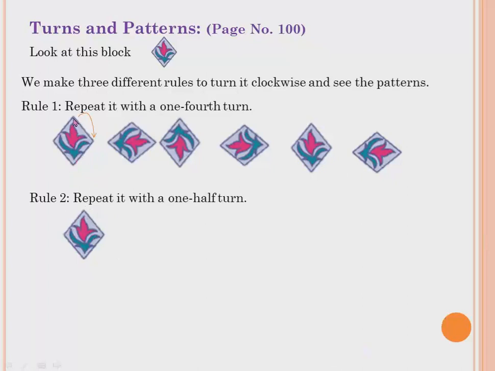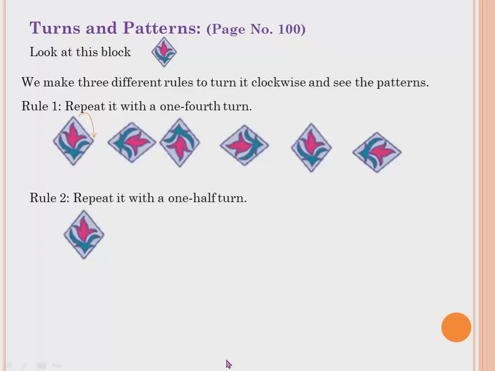1/4 means from here it is coming here. Similarly, half means if it comes from here to here. So this is the second point. 2/4. 2/4 means 1/2. Again, if I come till here, then it is 3/4.